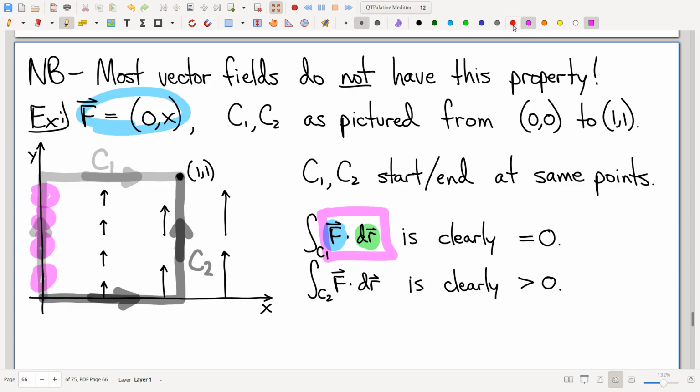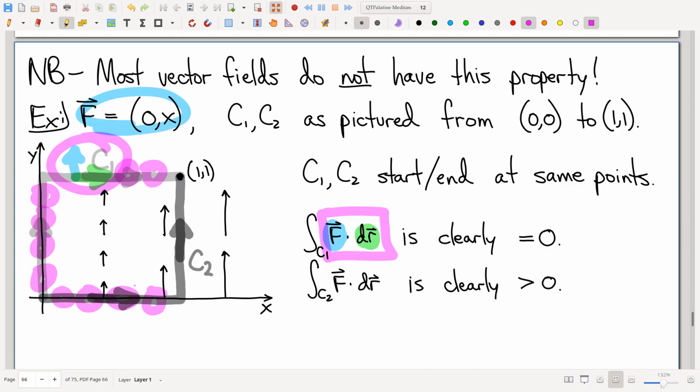Now, just for comparison purposes, let's see here. What about along this top edge? Well, here the vector field is that way, but my dr is that way. So even though F and dr are both non-zero, that dot product is 0 all the way along that edge. And likewise, all the way along that edge. So we're not picking up any line integral on 3 of those 4 edges.